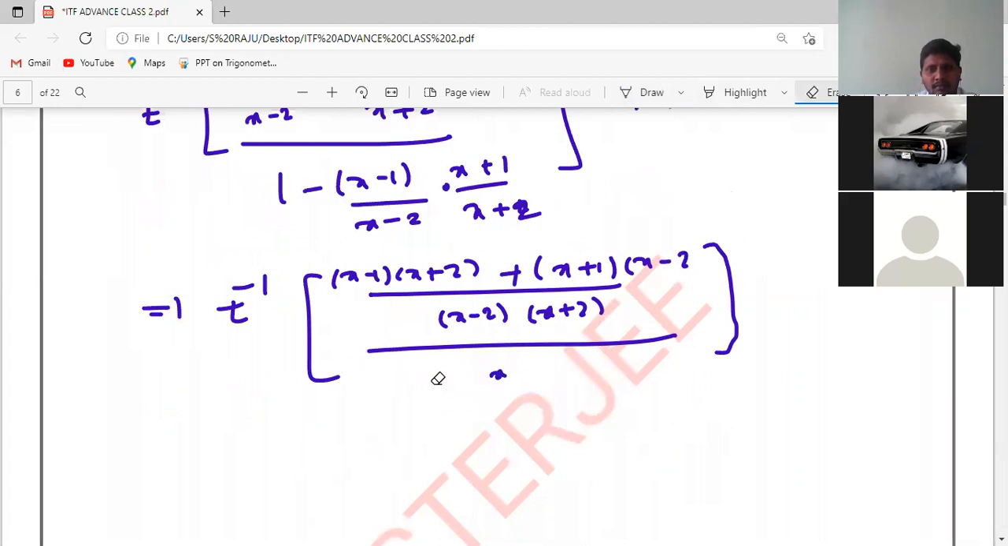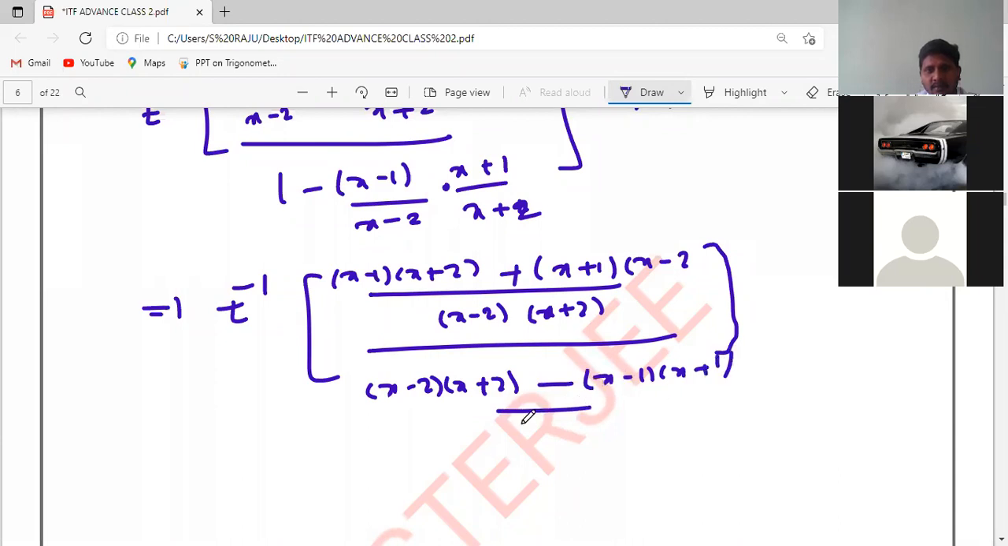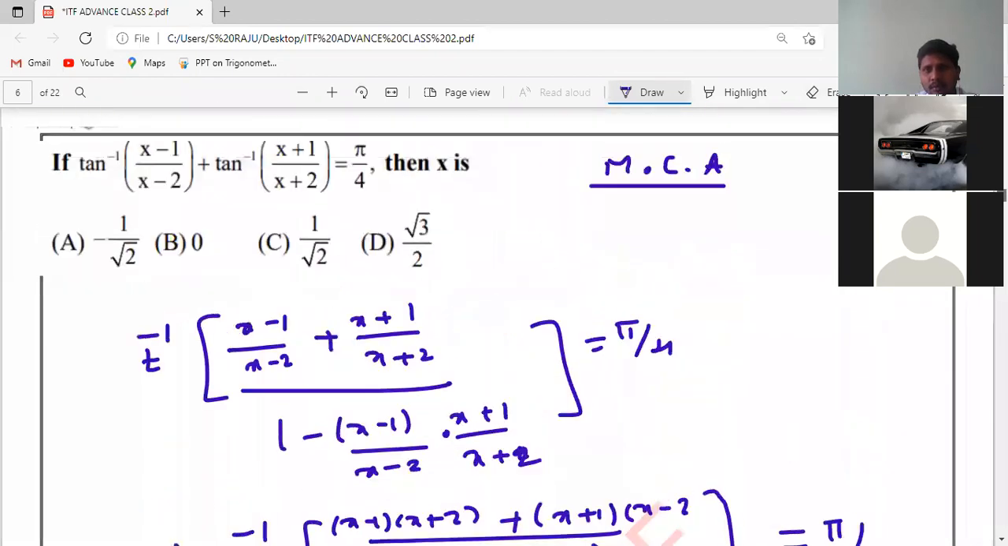Directly write the LCM. So what will it be? x minus 2, x plus 2, x minus 1, x plus 1. Right, same value. x minus 2, x plus 2, denominator gets cancelled. Is equal to what? 5 by 4.